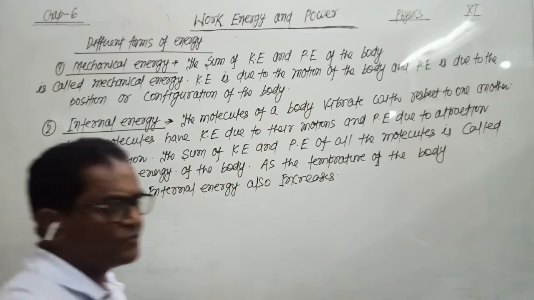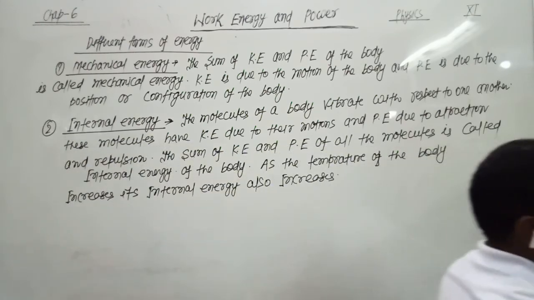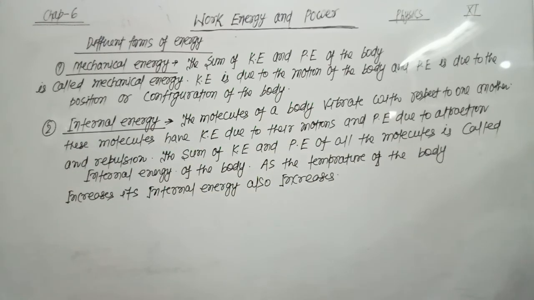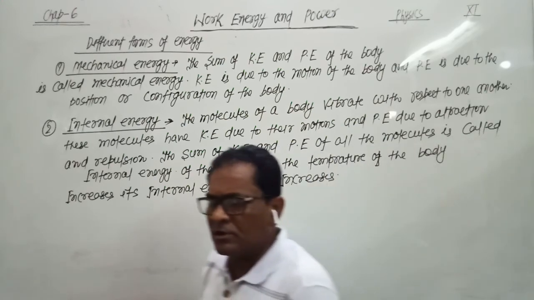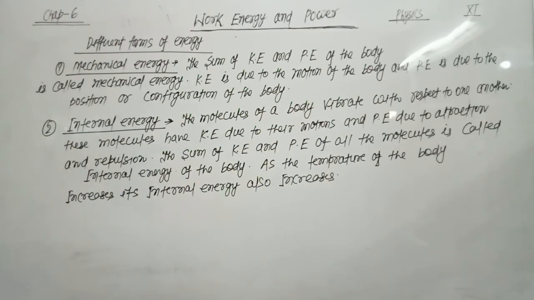The sum of kinetic energy and potential energy of all the molecules of a body is called internal energy. Kinetic energy is due to the motion of the molecules, and potential energy is due to the attraction or repulsion. And as the temperature of the body increases, its internal energy also increases.